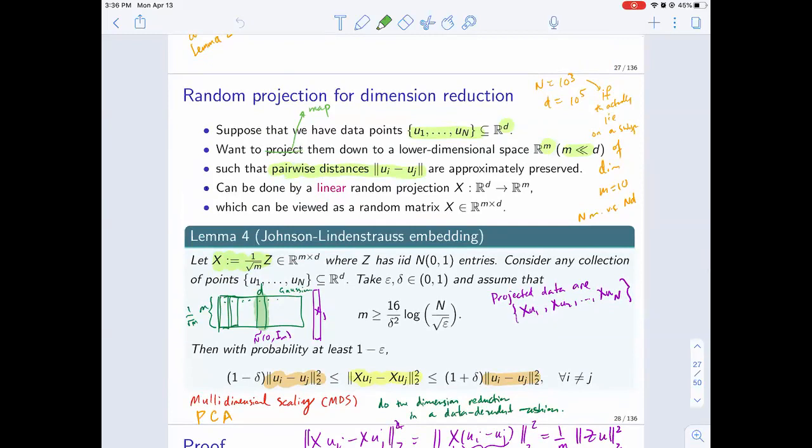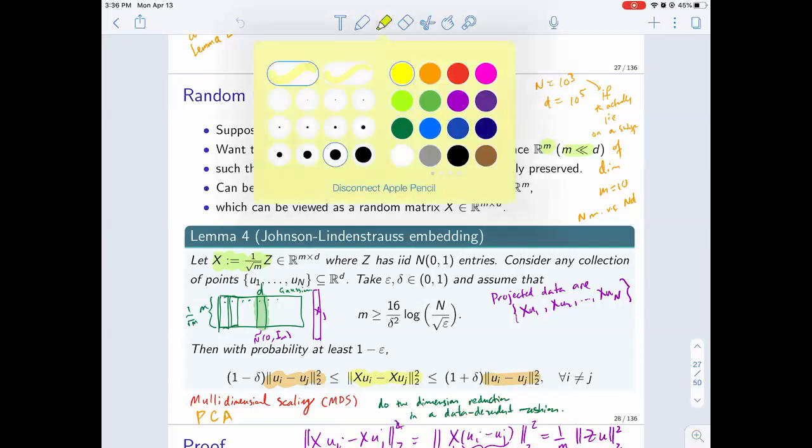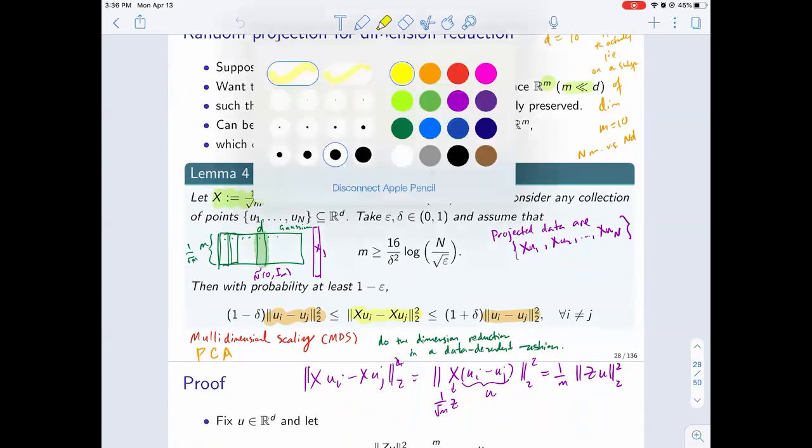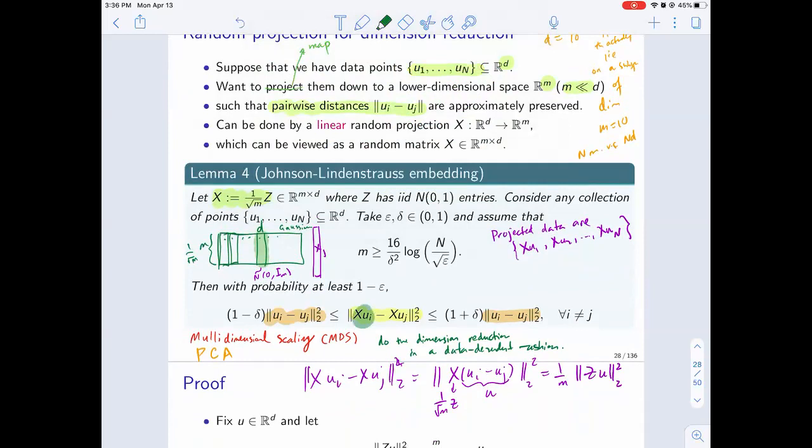And we would like to map them to a lower dimensional space R^M, such that the pairwise distances are approximately preserved. So I would like this approximation to hold, and then we decided to do it with a linear transformation. So I apply this linear transformation x to u_i, and I get this collection x u_1 up to u_n. And what I would like is that if I take the difference and take the L2 norm, that would be the distance, it is close to the distance between u_i and u_j.